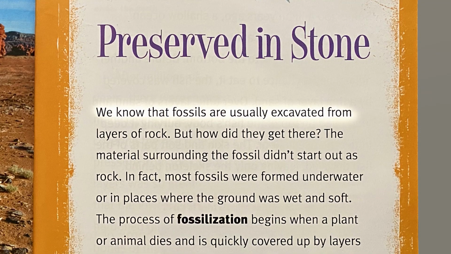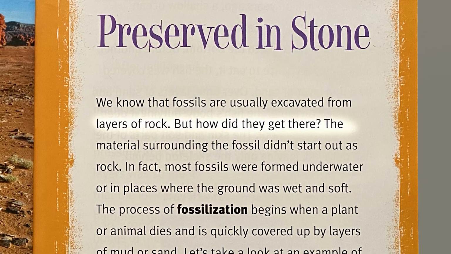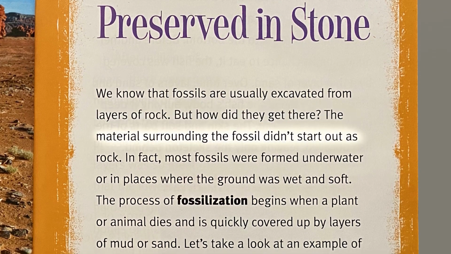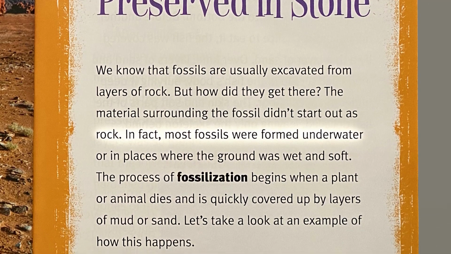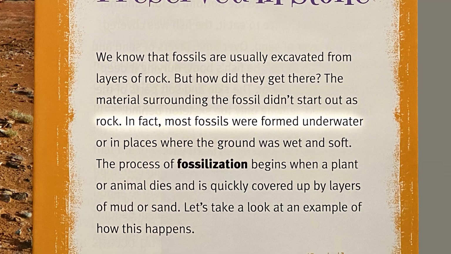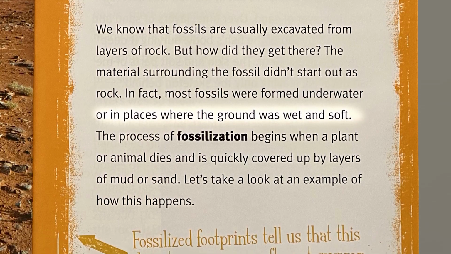We know that fossils are usually excavated from layers of rock. But how did they get there? The material surrounding the fossil didn't start out as rock. In fact, most fossils were formed underwater, or in places where the ground was wet and soft.